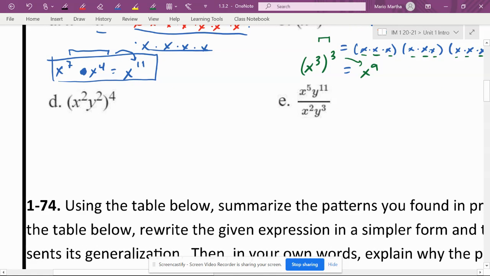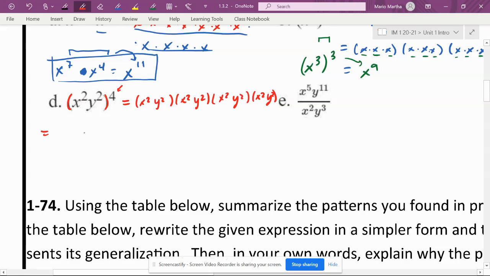On problem D, now we're looking at x squared times y squared, and everything raised to the 4th power. What do you think would be the answer for this problem? If you think about this, you have to expand this whole thing 4 times. So I'm going to say x squared times y squared, x squared times y squared, x squared times y squared, and then x squared times y squared one more time, right?